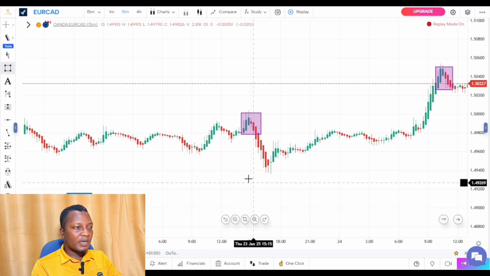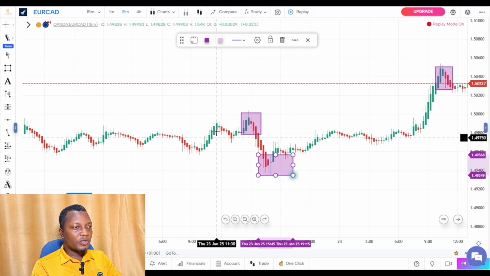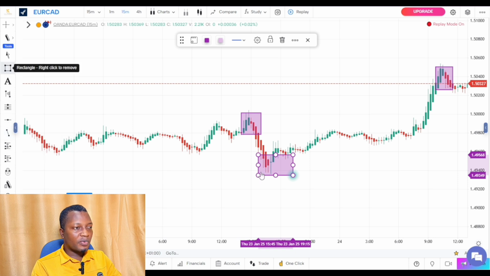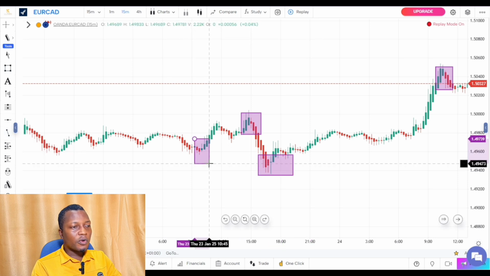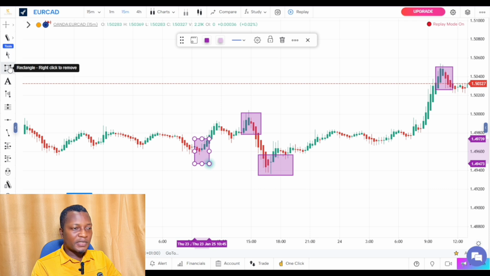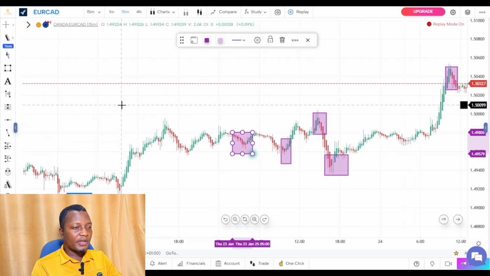This is another example of this area. Just watch it very well. And then this is another example again of this area. So it goes on and on like that. So those areas are quite very much available in the market for you to see.